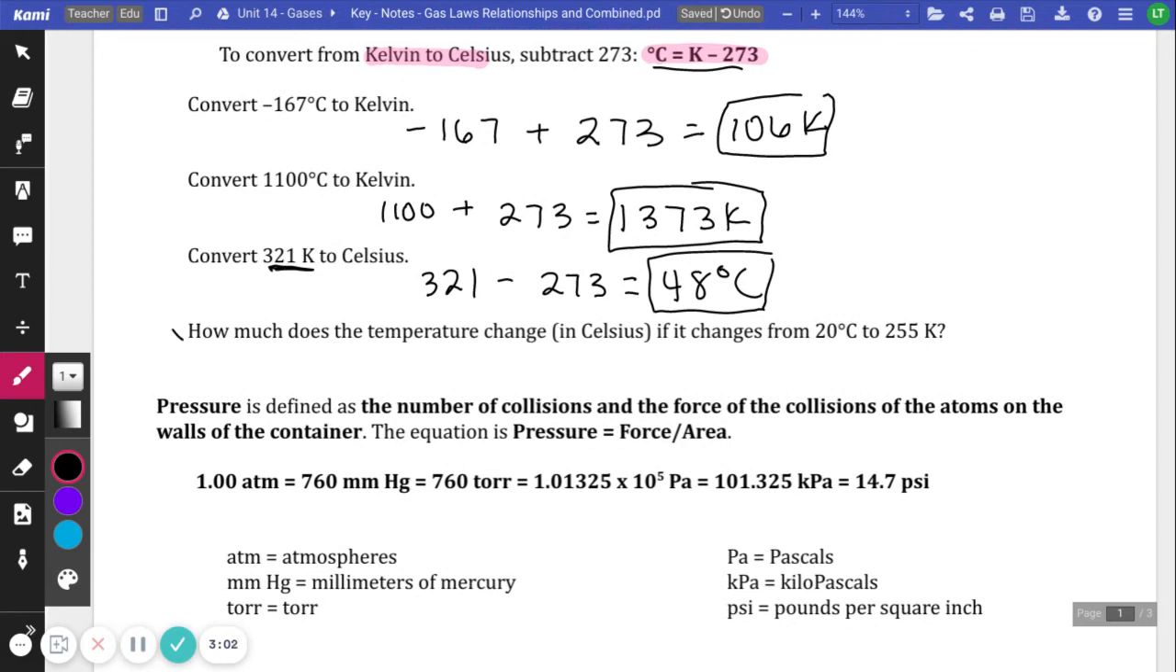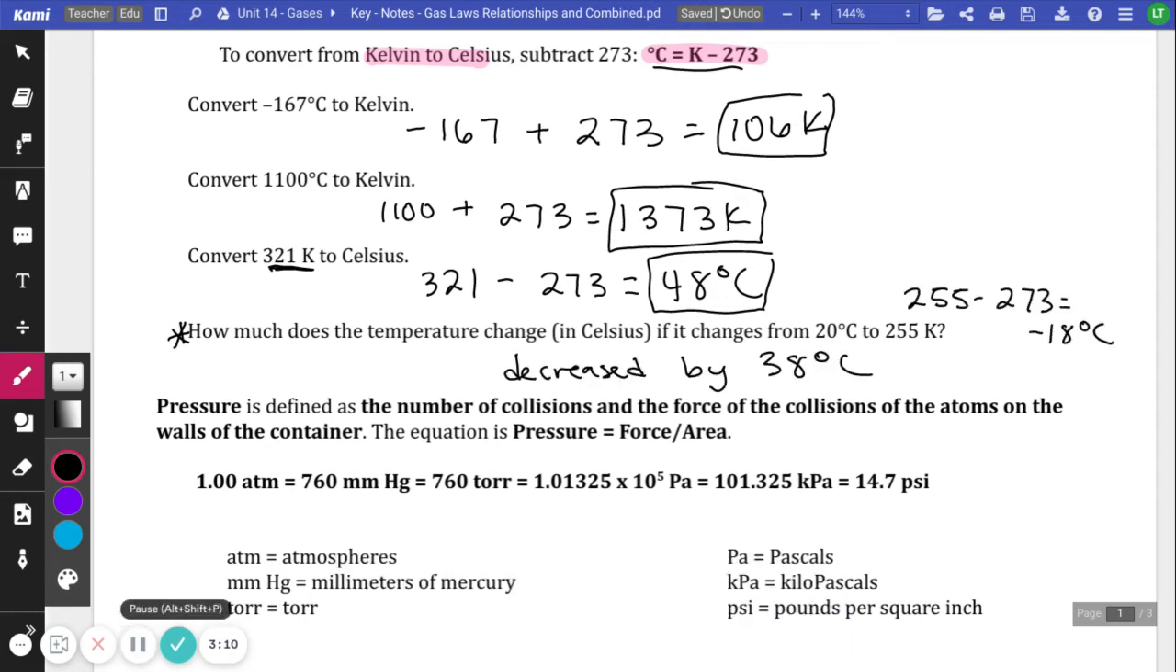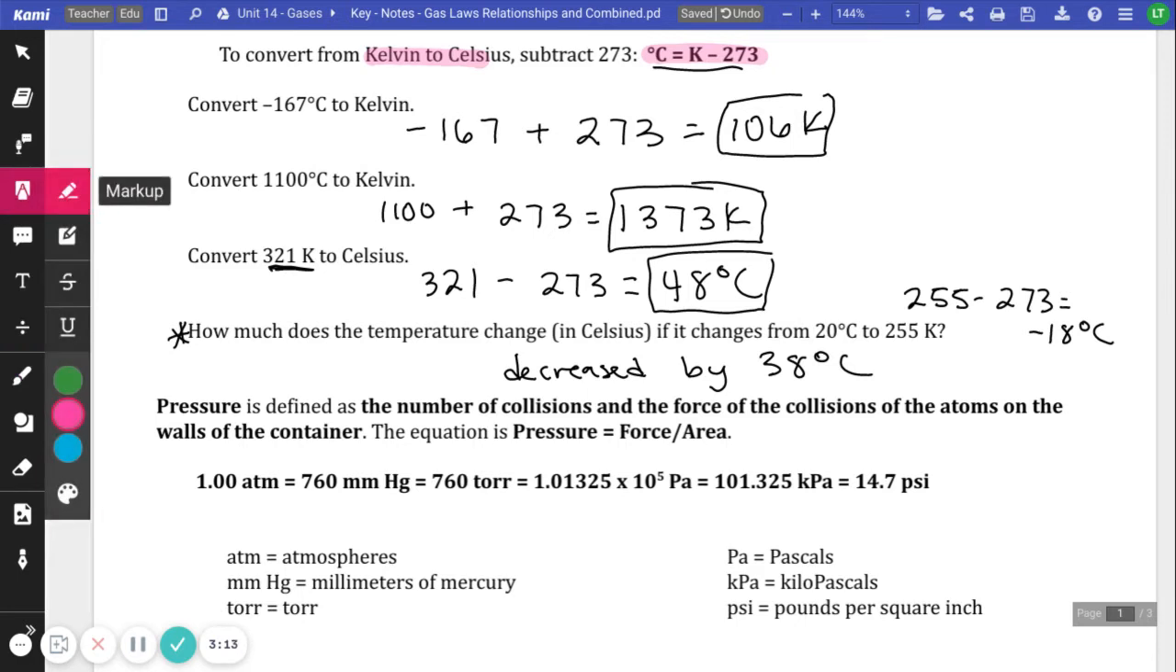All right, I want you guys to go ahead and pause the video and work out this quick one. Okay, hopefully you quickly worked that one. It says, how much does the temperature change in Celsius if it changes from 20 degrees Celsius to 255 Kelvin? Obviously we have to get them both to the same unit. In this case, it's going to be Celsius since that's what it's asking for. So I just did 255 minus 273, which gives me negative 18 degrees Celsius. That means my temperature decreased by 38 degrees Celsius since I went from 20 to negative 18.